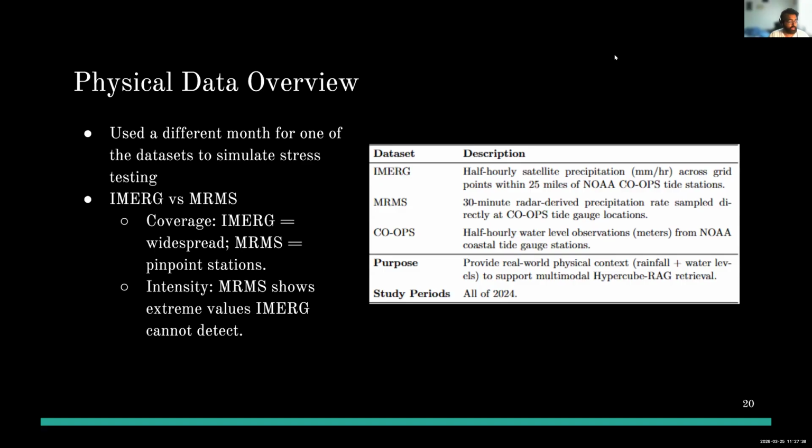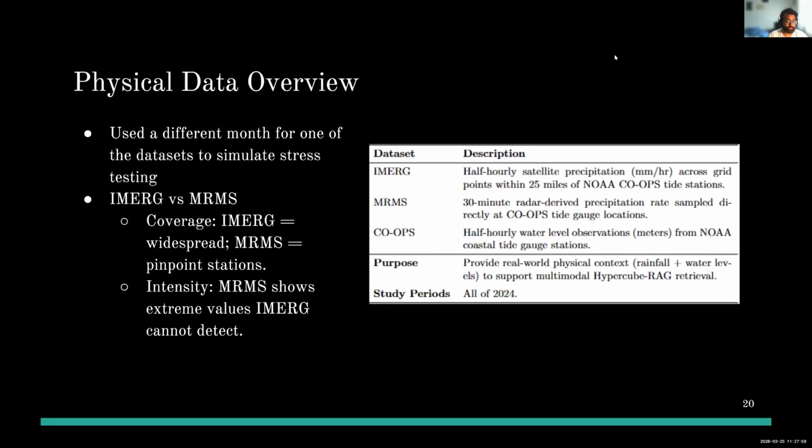So within at least the data sets that I had used, most of them did cover all of 2024, every single day. Especially iMerge and MRMS, they were 100% there. I didn't have any missing data, which was surprising, I know, but no, it was wonderful.